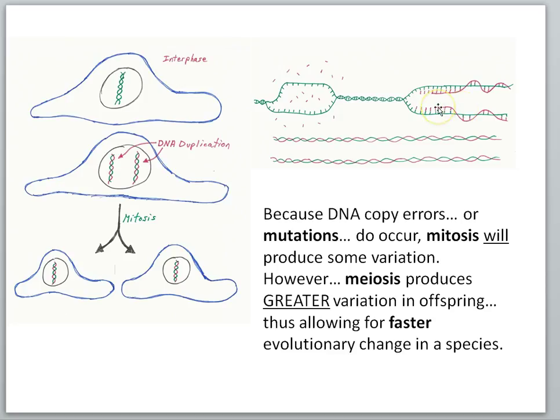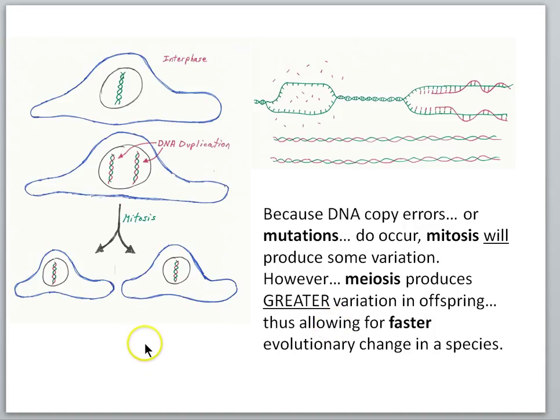And so we have a process looking like this. We know that that process does sometimes make mistakes, and we call them mutations. So these two offspring produced by mitosis are probably not genetically identical. They will have mutations different from the original parent, right? So because DNA copy errors do occur, mitosis will produce some variation. But meiosis produces much greater variation in offspring, thus allowing for faster evolutionary change in a species.